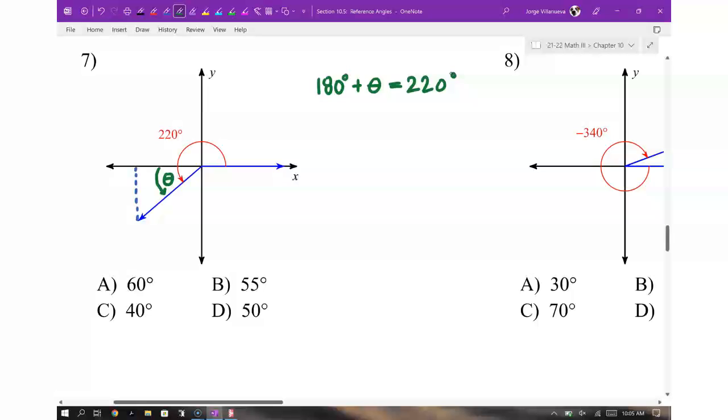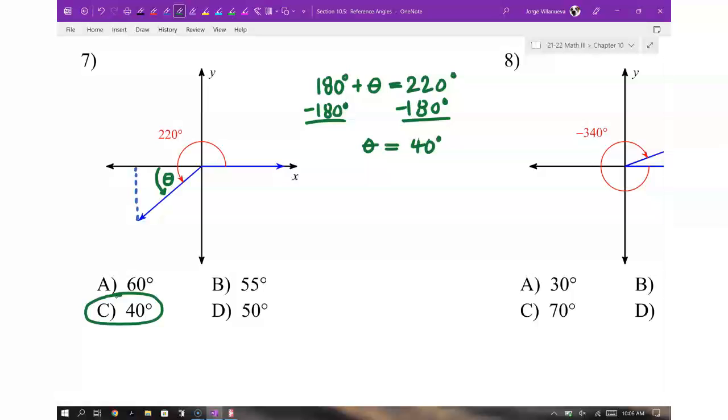Remember, you're using 180 and 360 as references sometimes, right? So if I subtract 180 on both sides, what does my answer come out to? Anybody know? 40, right? So that should be 40. So here we go. That's it. All right, so you're just asking yourself, oh, I went over. Over by how much? We're supposed to be at 180, but I'm at 220. How much did I go over by? 40 degrees.